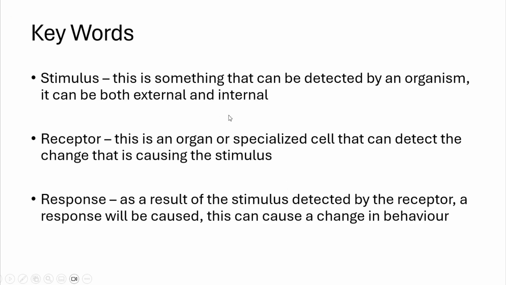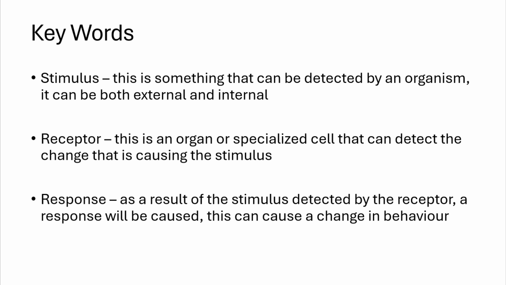Alright, keywords here. So you need to know about some keywords. First thing is stimulus. This is something that can be detected by an organism. It can be both external and internal, so it can be an external thing or an internal thing. Receptor: a receptor is an organ or specialized cell that can detect the change that is causing the stimulus. Whatever change caused that stimulus, the receptor is able to detect it, you get me?